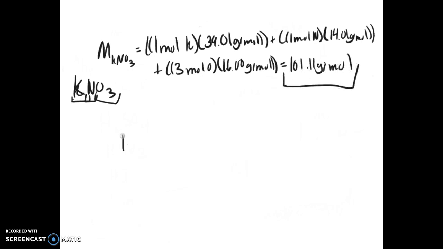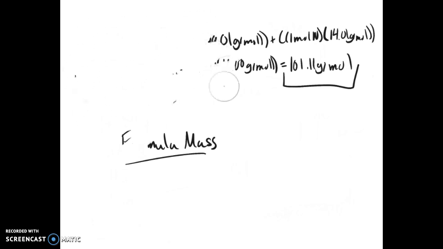Now the other thing you can calculate at this point is what's called formula mass. Formula mass is the mass of one molecule, formula unit, or ion of a substance. It's equal to the sum of the average atomic masses of all atoms represented, which is basically the same as the molar mass, but with different units. It's just the same thing.